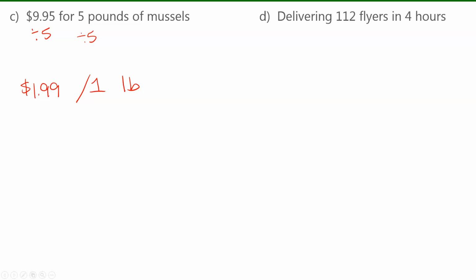Delivering 112 flyers in 4 hours. Again, if I want the unit rate, I want to figure out how many flyers I could deliver in 1 hour. So to get 1 hour, I would divide 4 by 4, which means 112 would be divided by 4 as well. And when I divide 112 by 4, I get 28, which means that I could deliver 28 flyers in 1 hour.